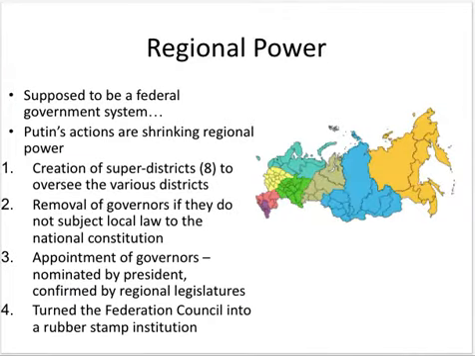And the last part of the Federation Council, again, it's supposed to be a federal system here in Russia, but Putin has kind of shrunk those regions and their power in those regions. So the creation of super districts to oversee all these different regions, Putin now has the power, even though these governors are elected, to remove them. He hasn't removed anyone yet, but will force people to resign. And he also has the power to confirm regional legislatures. So basically, he has turned the Federation Council into what is known as a rubber stamp institution. So an institution that just kind of follows what's going on and says, okay.